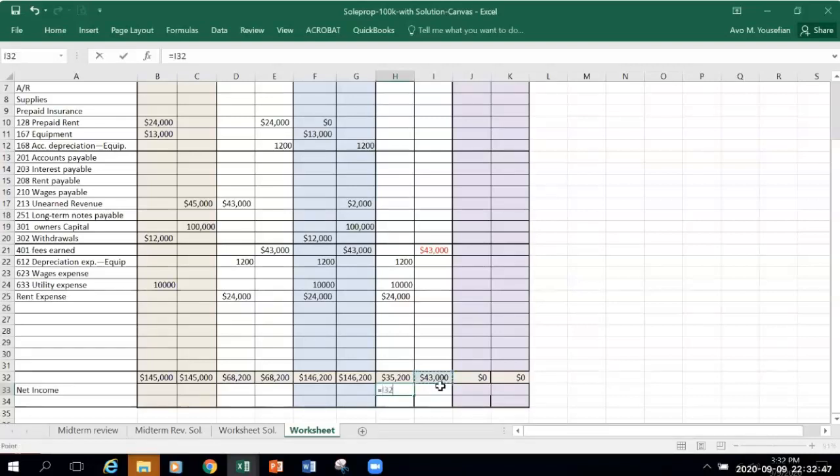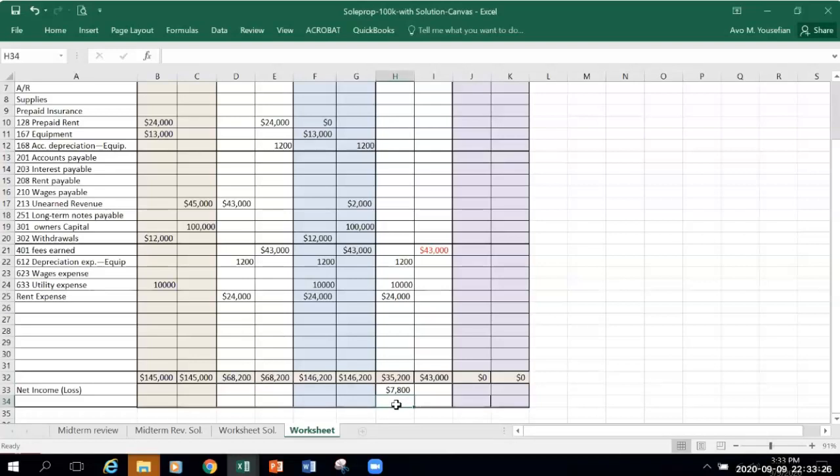revenue minus expense, enter. And voila, you have a positive number. That means your revenue is bigger than your expense. And your net income, okay, net income, if it's a negative number, you call it net loss. But because it's a positive number, you call it net income. So here we go. If it's a negative number, it will become loss. If it's a positive number, like today, it will become net income.